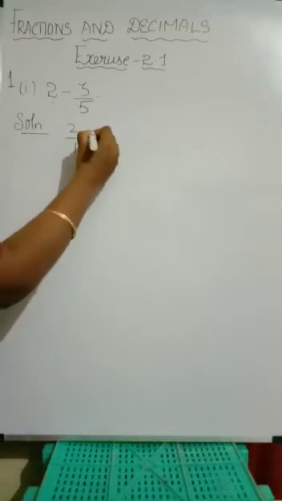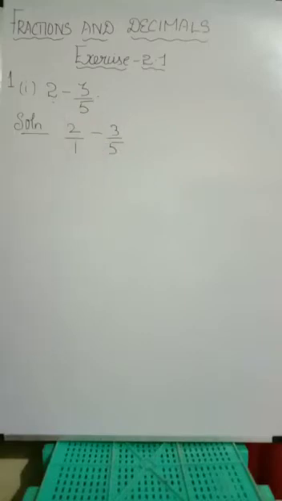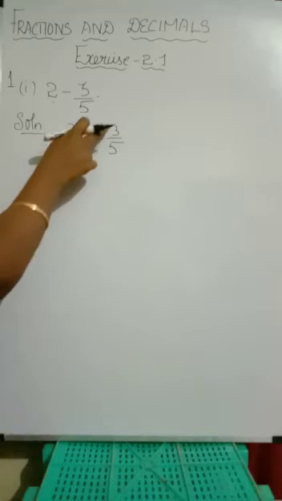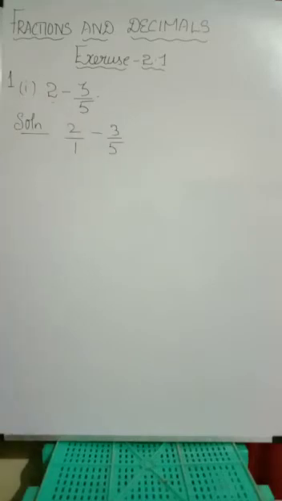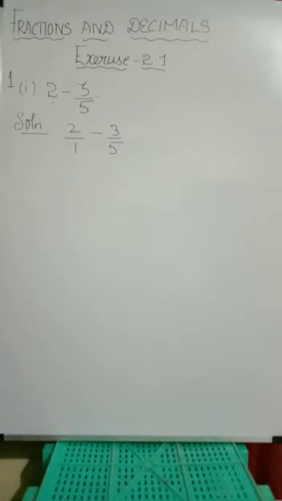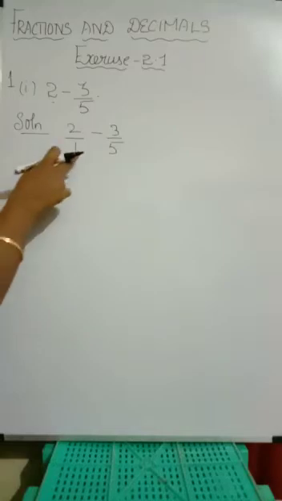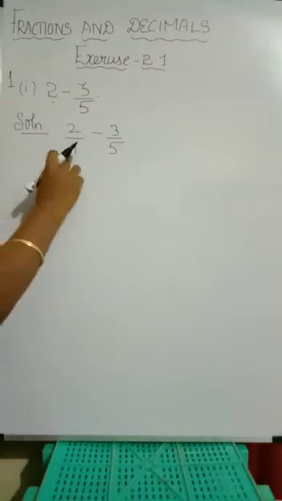2 by 1 minus 3 by 5. Now both are fractions. Yes, 2 by 1 is a fraction, minus 3 by 5 is another fraction, right? So if it is a fraction, we have to check whether the fraction is like or unlike fraction. If it is a like fraction, we can normally do the subtraction. But here it is an unlike fraction. The denominators are different, right? 1 and 5. So we have to take the LCM of 1 and 5.